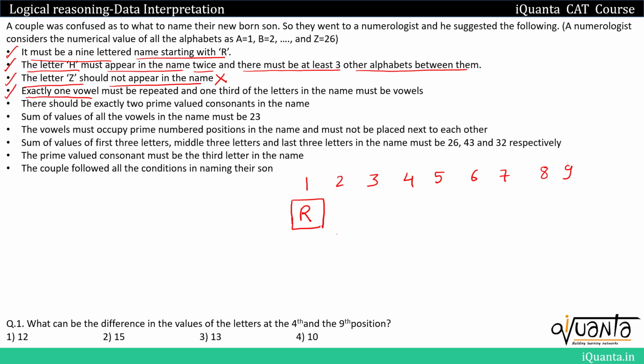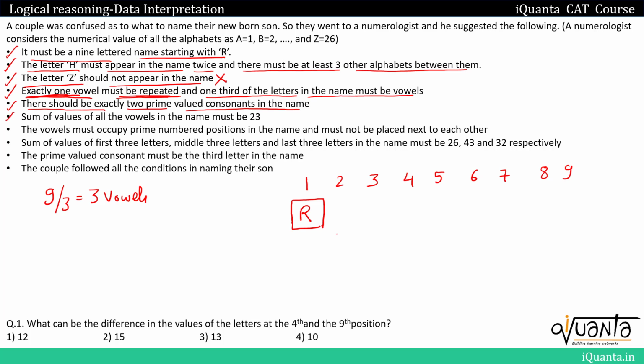Then the next clue is, exactly one vowel must be repeated and 1/3 of the letters in the name must be vowels. So we have 9 letters over here. 1/3 means divided by 3, which means there will be 3 vowels. And we have to make sure that exactly one vowel must be repeated. After that, there should be exactly 2 prime valued consonants in the name. So that means we'll include just 2 consonants into the name which will have prime values. But since we have too many options for this, there can be too many consonants which will have prime values and we do not know the exact position where to put them.